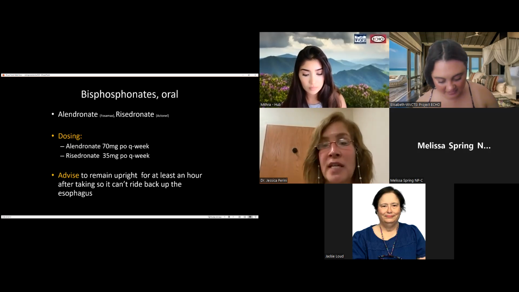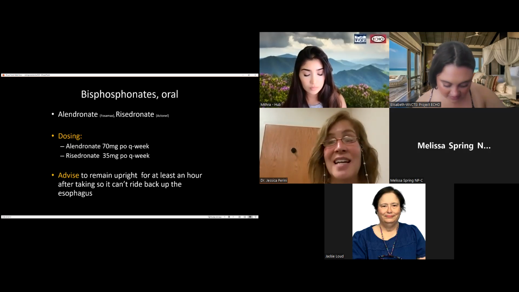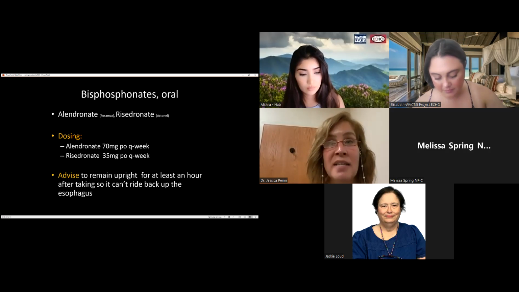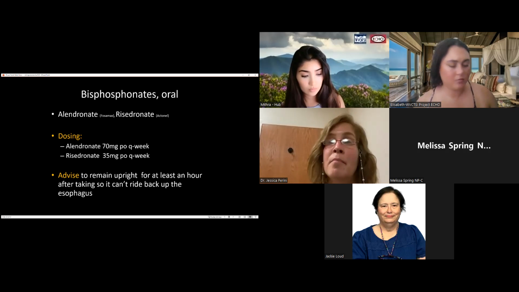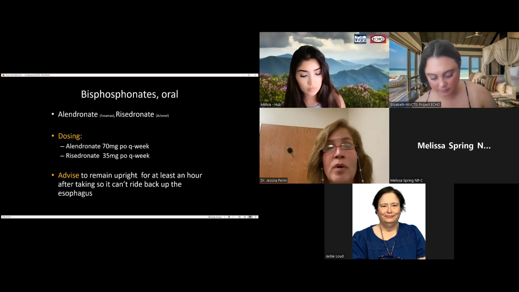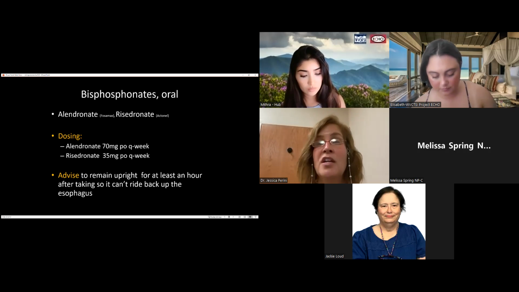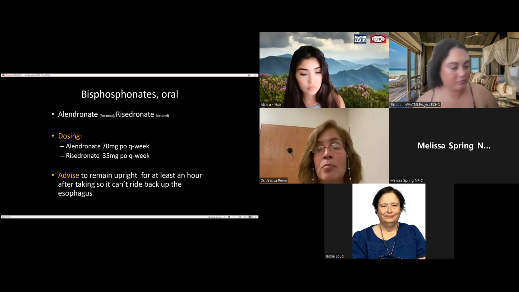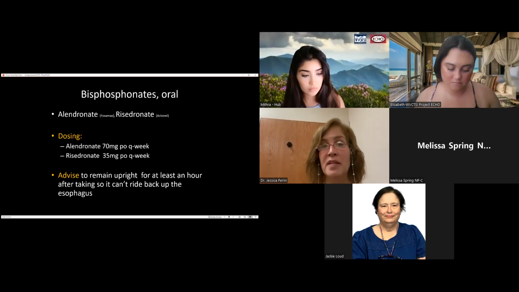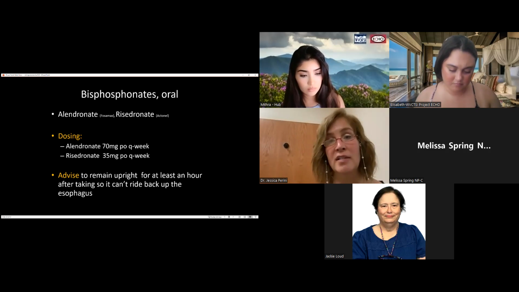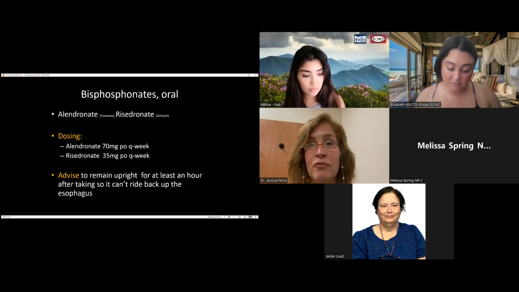Okay, so oral bisphosphonates have been out for the longest period of time, since the 1990s. So we know them best, and they are still excellent, excellent medicines. The two that work best are Alendronate and Risedronate. How to dose them is here, 70, they're both once a week by mouth. You take them with a big glass of water. Here's what you have to tell patients when they're going to take it. Stay upright. They don't have to stand. They can just sit upright. Just don't go lay back down for at least an hour after you take it, so it can't ride back up the esophagus and cause some gastritis or esophagitis symptoms, cause a little bit of reflux. Next slide.